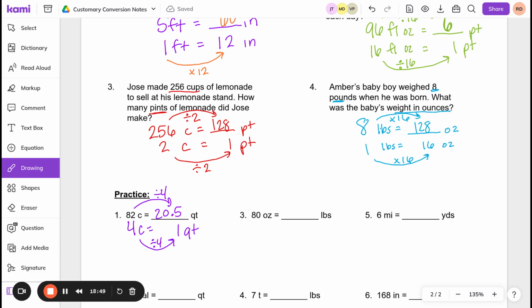Next one is ounces to pounds. So there are 16 ounces in 1 pound. We're getting smaller, so we're going to divide. Whatever I do to the bottom, I do to the top. And 80 divided by 16 equals 5 pounds.